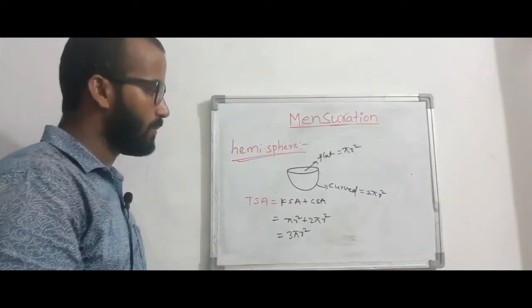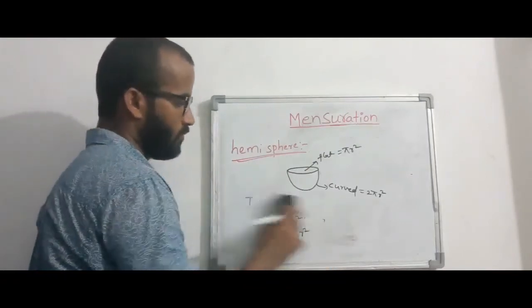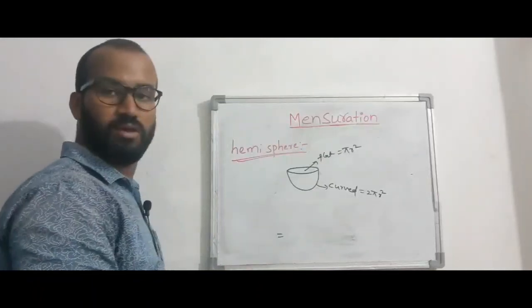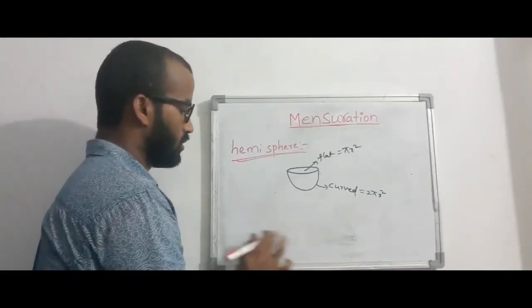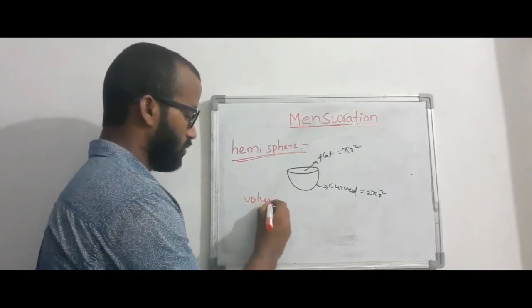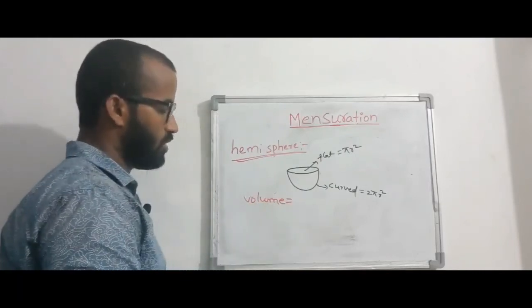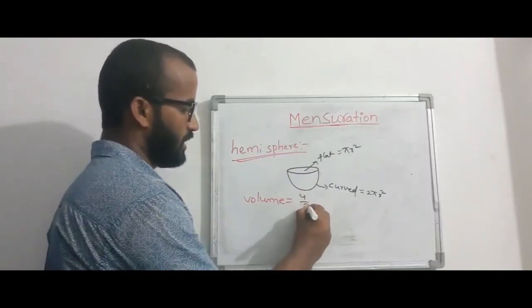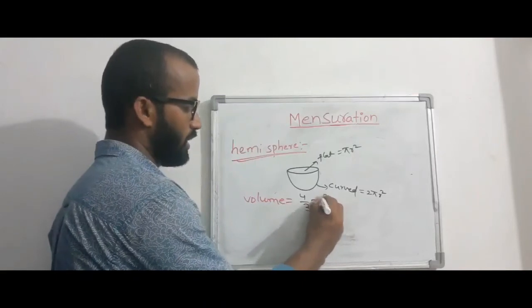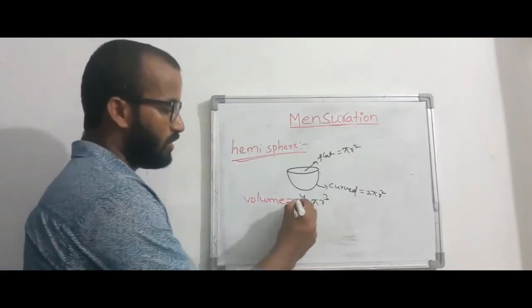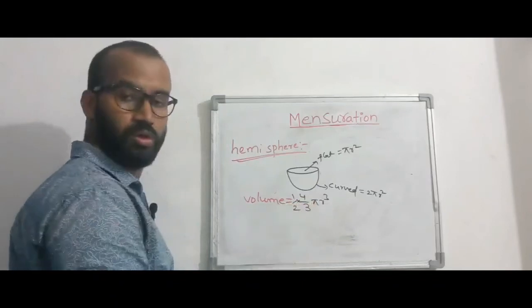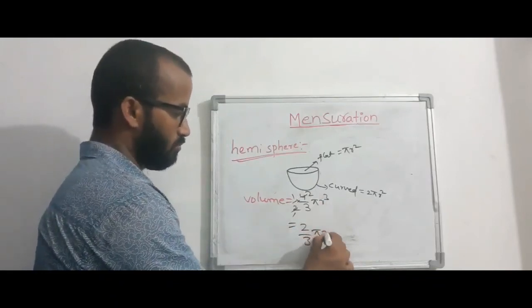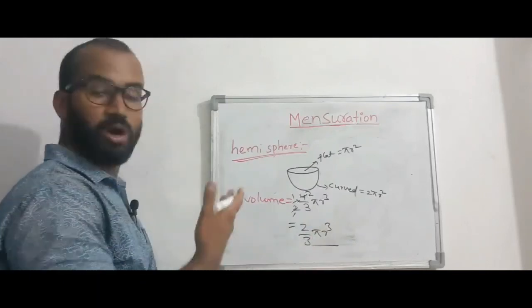What about volume? Volume is half of sphere volume. What is the sphere volume? 4 by 3 pi r cube, right? If I make half, multiply with 1 by 2. So 2 ones are 2, 2 threes are 6, so 2 by 3 pi r cube is the volume of hemisphere.